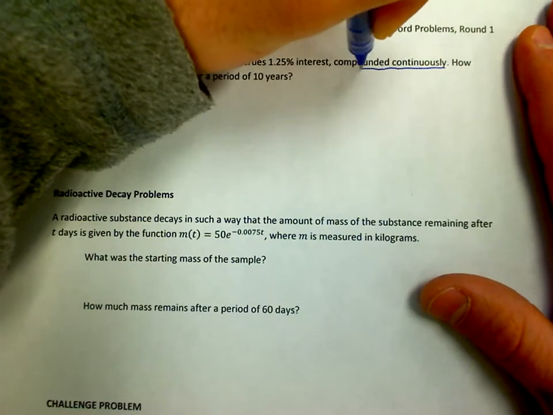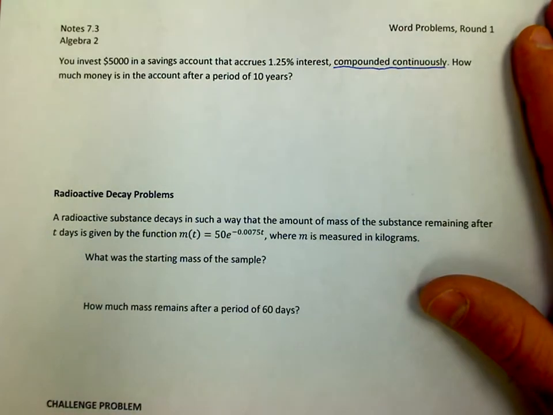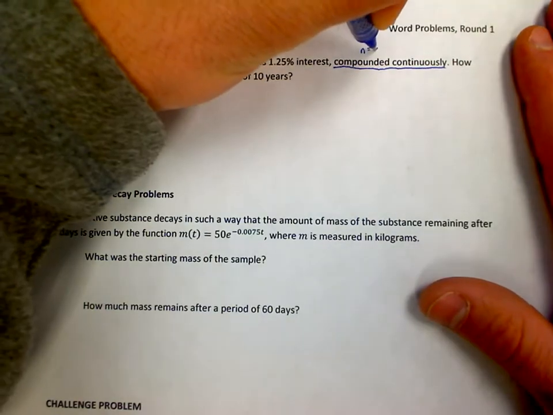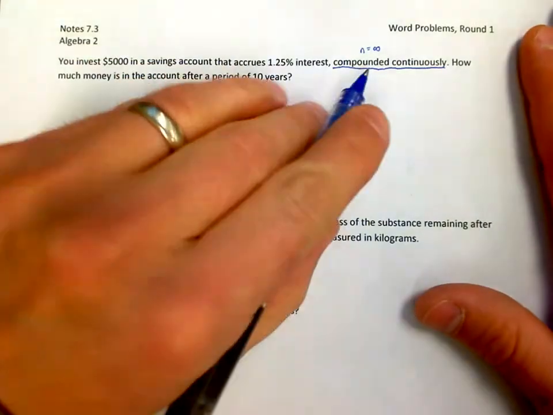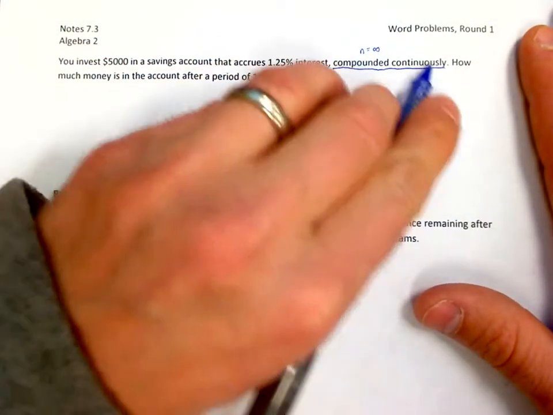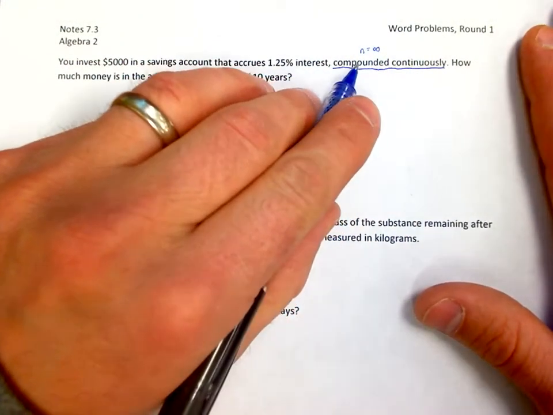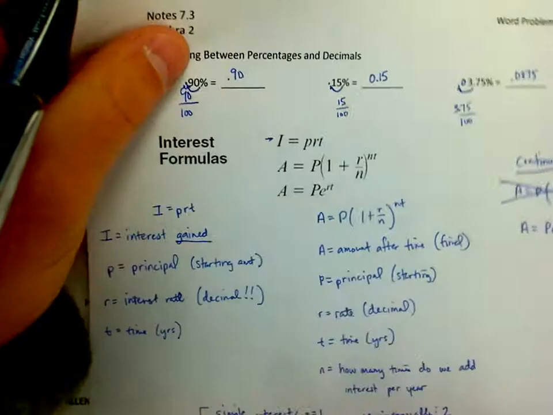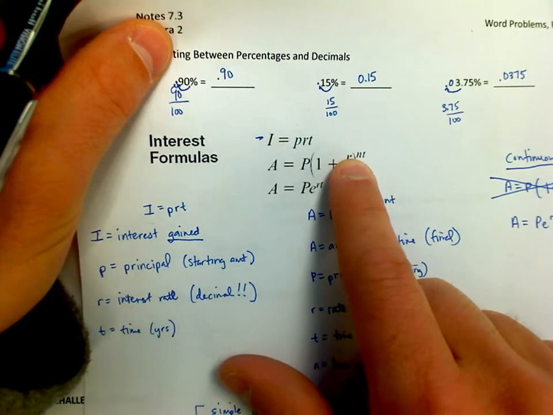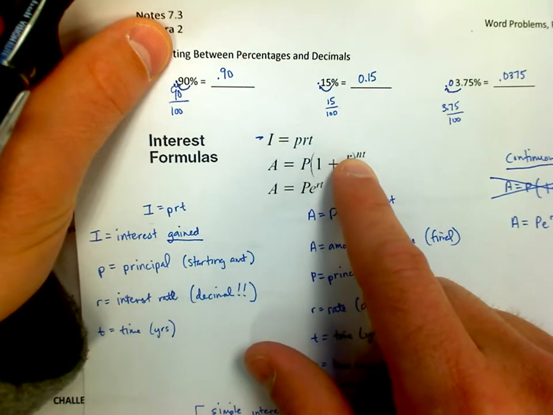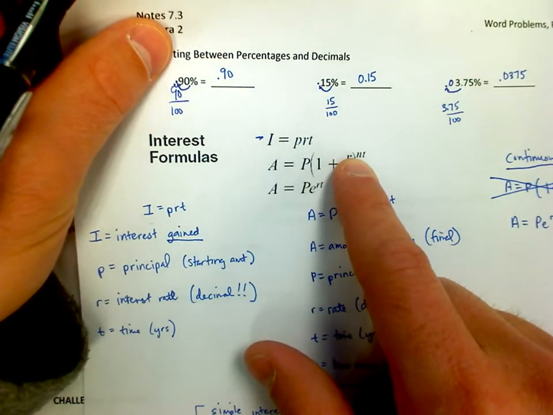Whenever you see this phrase, compounded continuously, that means that n is equal to infinity. And if you watch the first video of the series, that means we're continuously adding interest to your account. That means the formula that we have here doesn't work anymore because we're dividing by infinity and then raising something to the infinity power. What the heck do we do there? There's not an infinity button on my calculator.